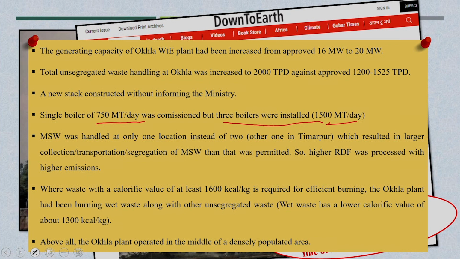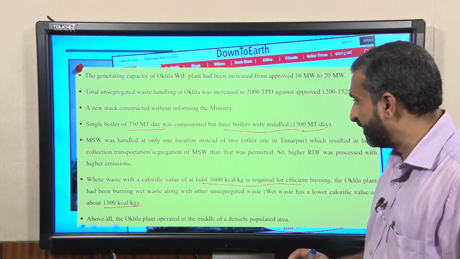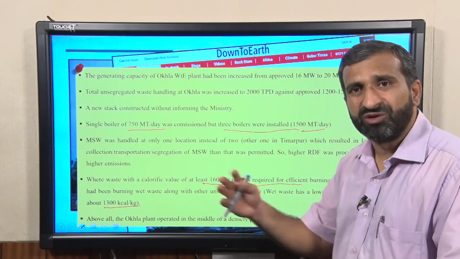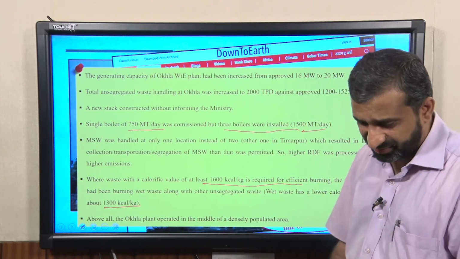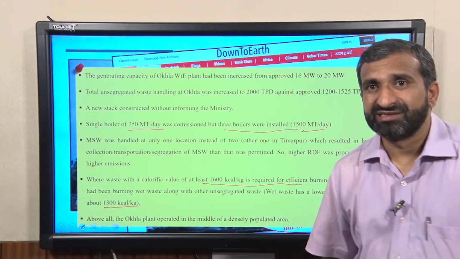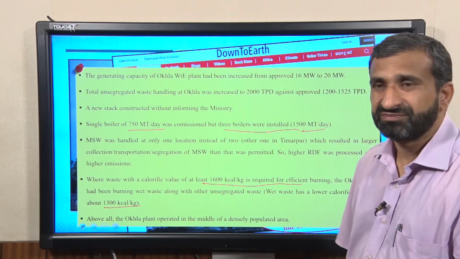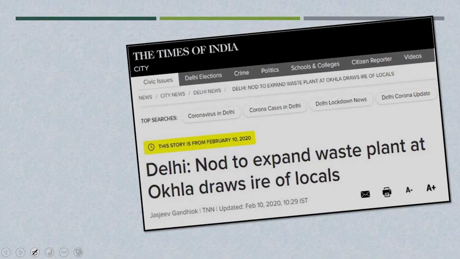And see here, where the waste will be calorified, at least 1600 kilocalorie is required, but they were getting only 1300 kilocalorie per kg. Because of that, proper combustion was not provided for the waste, and a lot of polluted gases used to come out from the incineration facility. So, currently this plant is also not running, and this is one more news.